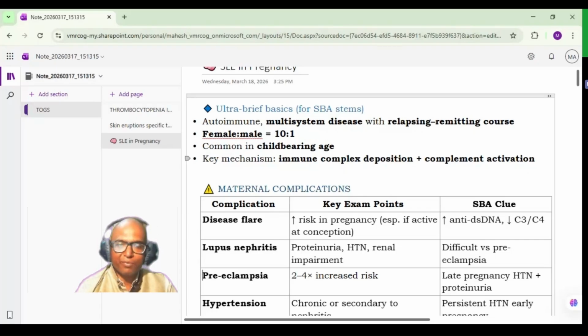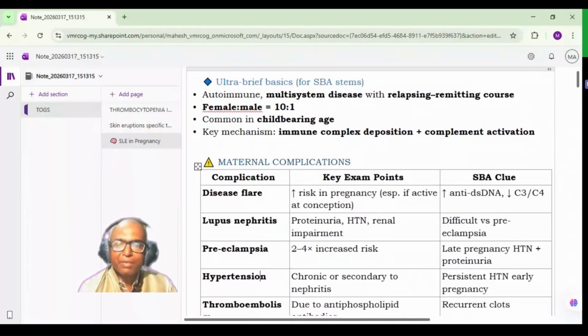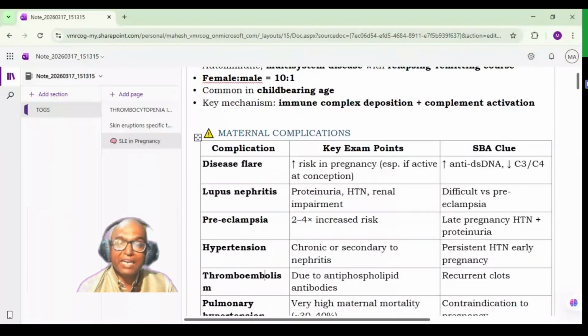Then lupus nephritis. Lupus nephritis will have proteinuria, hypertension, renal impairment, and we have to differentiate it from preeclampsia. What happens in preeclampsia? The risk of preeclampsia is increased 2 to 4 times in these patients with SLE, and late pregnancy hypertension plus proteinuria will be there. So it will be a superimposed preeclampsia in these particular patients. Hypertension, chronic or secondary to the nephritis, persistent hypertension is seen early in pregnancy.